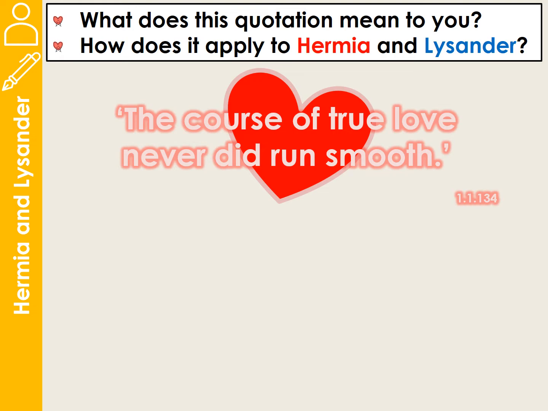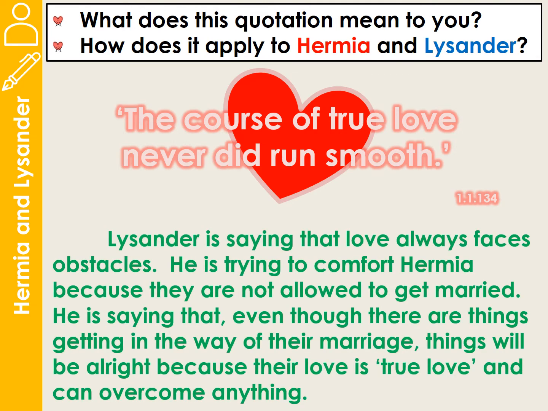So how does this apply to Hermia and Lysander? You'll notice underneath that quotation it says 1.1.134. All that means is Act 1, Scene 1, line 134. So if you ever see little notes like that, that's just letting you know whereabouts you can find it inside of the play.